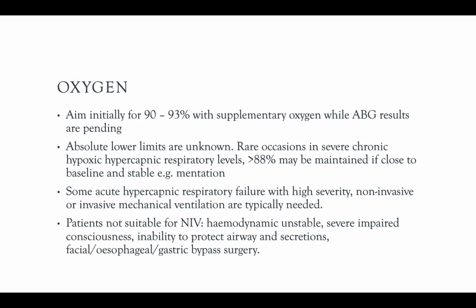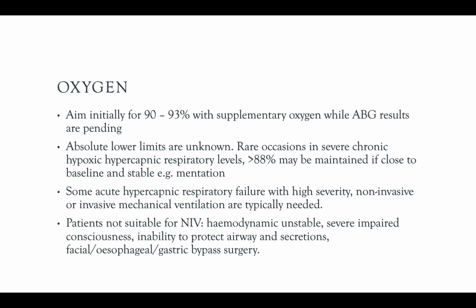In terms of B, we focus a lot on oxygen. Initially, we want to aim for about 90 to 93% when we're on supplemental oxygen while we have results pending from an ABG. The absolute lower limits are really unknown, but 90 to 93 is our go-to when we initially start to assess.